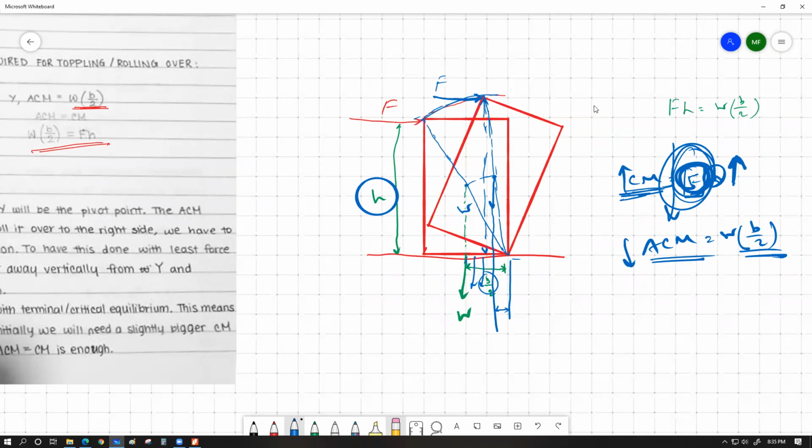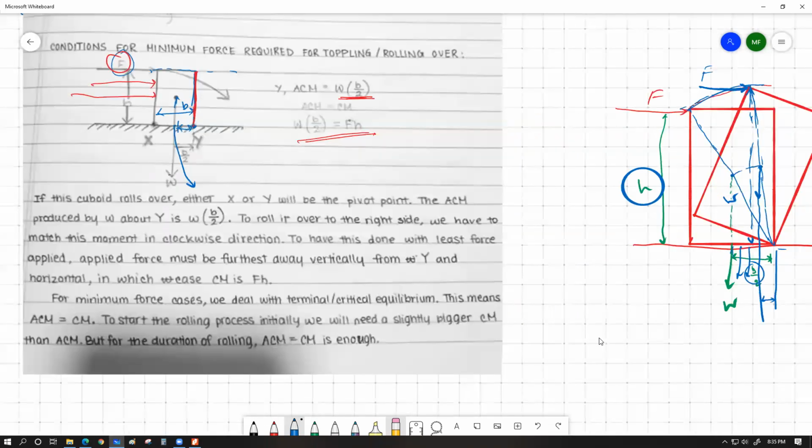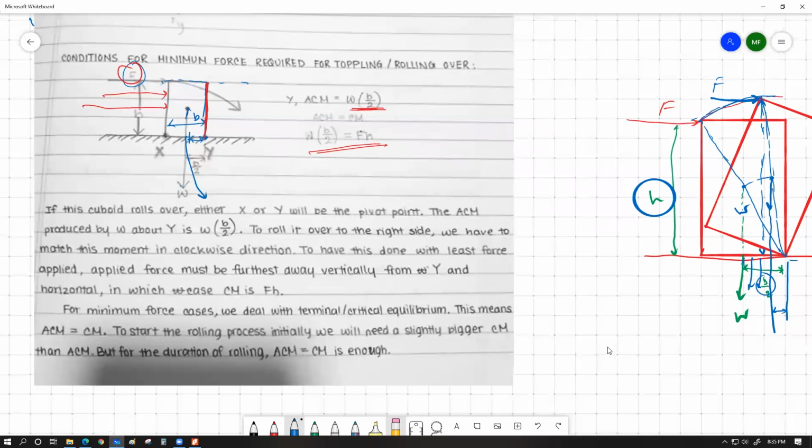Which means we are going to need the maximum amount of force to start the rotation. As the rotation continues slowly, the requirement of that force value is slowly going to become less and less. This is why we use this term over here. The reason I'm telling you all of this part is to highlight the word minimum, that this is the minimum amount of force that is required to start the rotation.